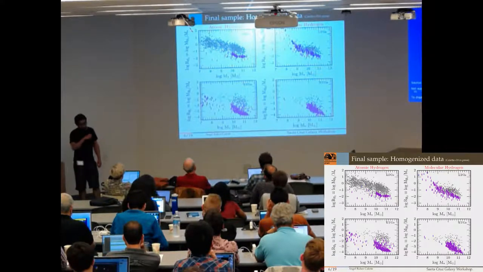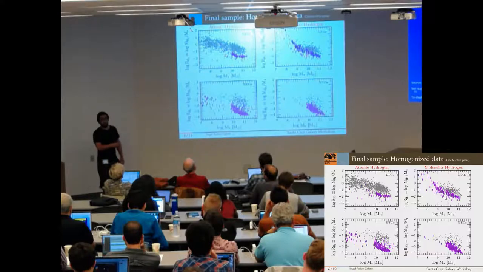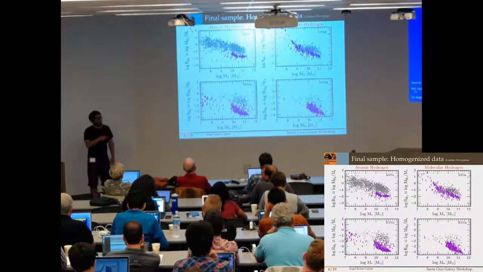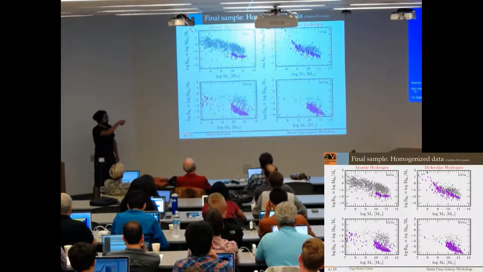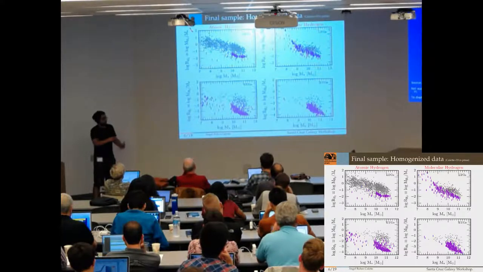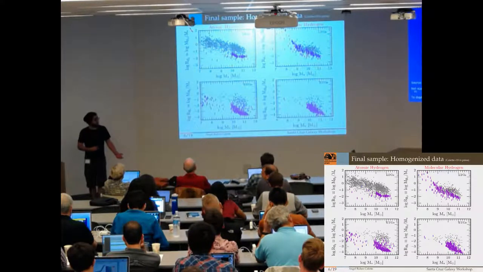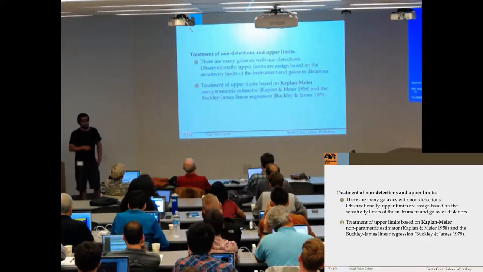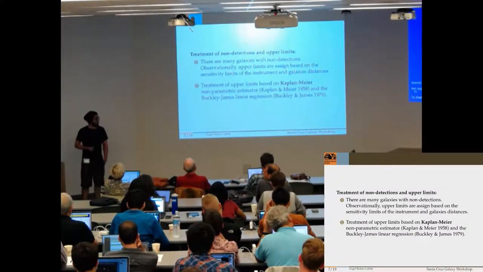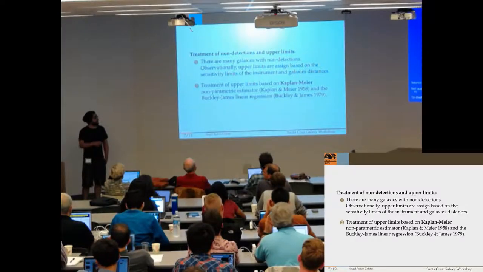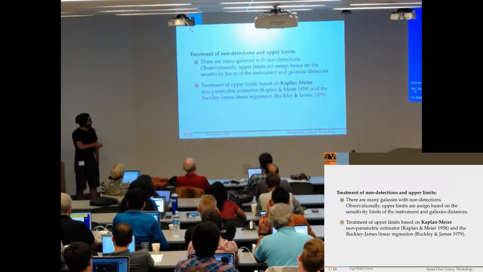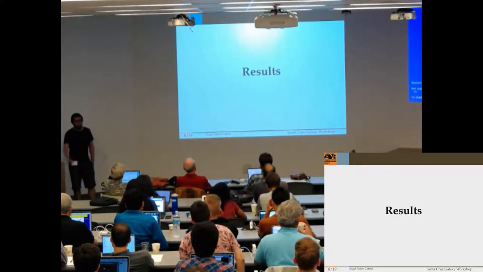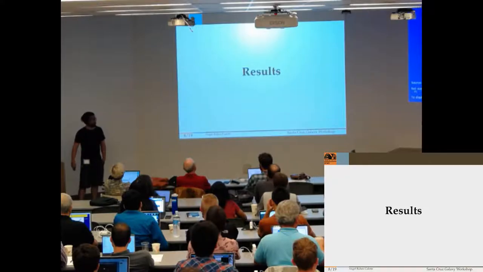And how do we take into account this non-detected data? The data has information on gas that is not detected, but those are galaxies that are on this side of the plots, and we don't know how much gas is contained there. So in order to do that, we rely on non-parametric survival methods, basically the Kaplan-Meier estimator and the Buckley-James estimator. Next one. And well, I'm going to show you the main results.